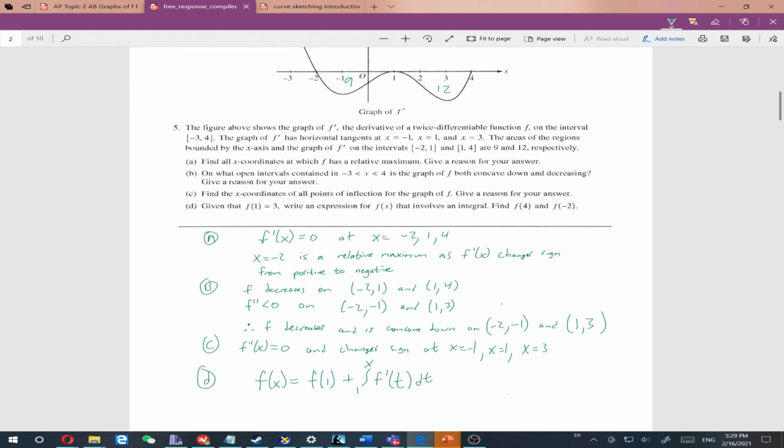And then I'm going to use this to find f at 4 and f at -2. So let's do f at 4 first. f at 4 then should be equal to f at 1, which is 3, plus the integral from 1 until 3 of f prime t dt. What's the integral from 1 to 3?